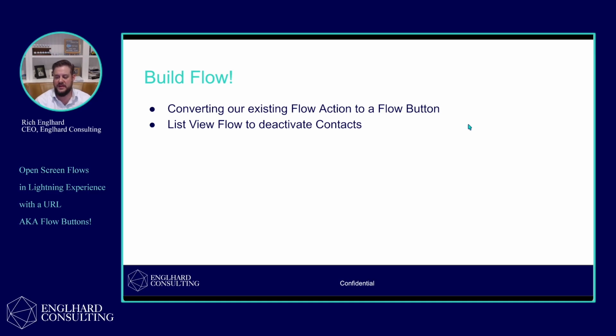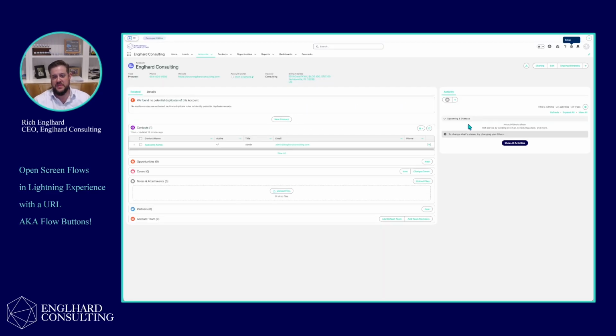And the other benefit of that is, let's say you have a junction object and you want to be able to launch it from either of the top objects. You could do that if you kind of go through this methodology. So we're going to go through that methodology, teach you reusability within Flow. And then we have list view flow to deactivate contacts. So selecting multiple contacts on an account and being able to deactivate them all in one go. So let's jump into it.